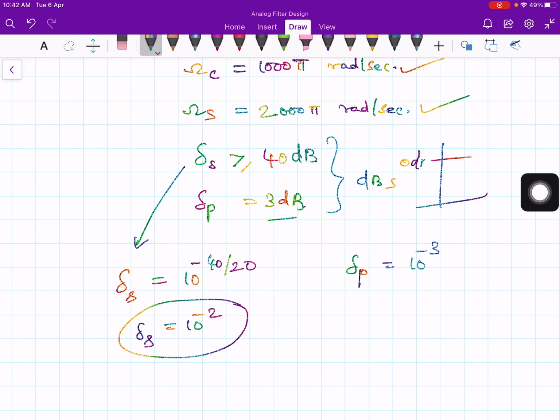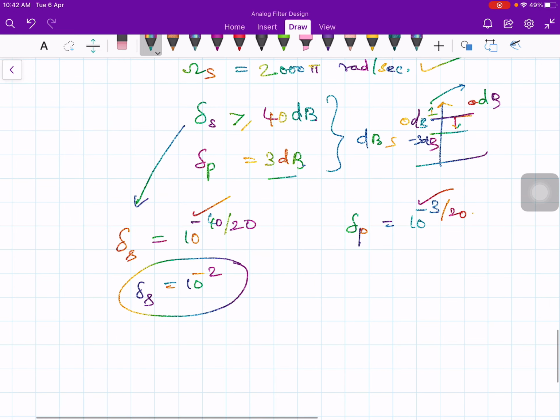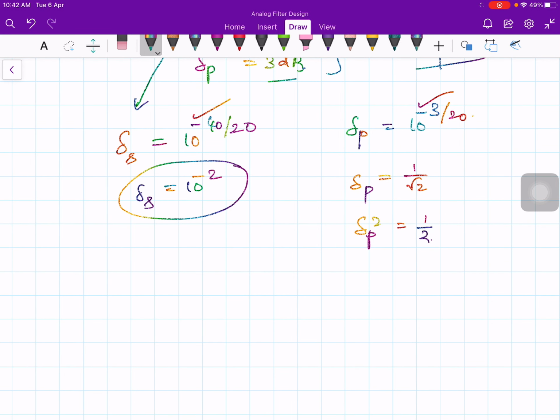If you recall the figure, the magnitude is normalized to 1. If you take this magnitude 1 in terms of dB, then the highest value is 0 dB. So 3 dB down means minus 3 dB. That is why I have taken a minus sign here and also here. Minus 3 dB divided by 20, and if you find this out, it is going to be 1 over root 2, delta P. So delta P squared is equal to 1 by 2. Okay, so we got delta S and delta P. So delta S squared is equal to 10 to the power of minus 4.